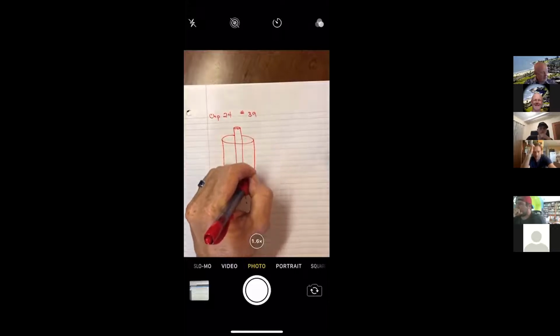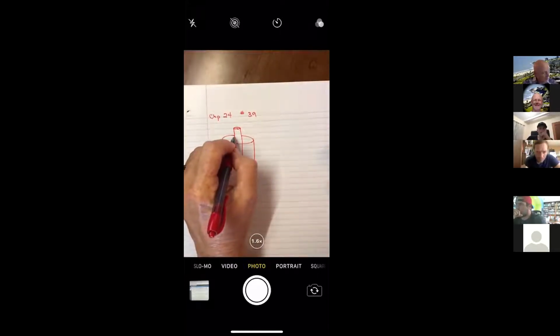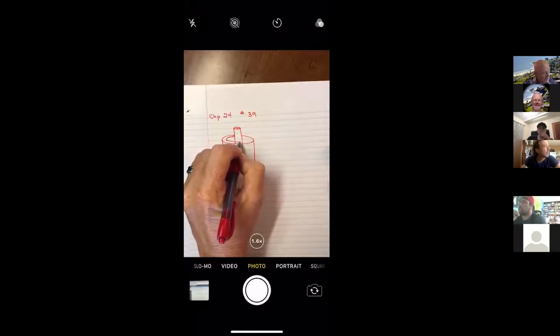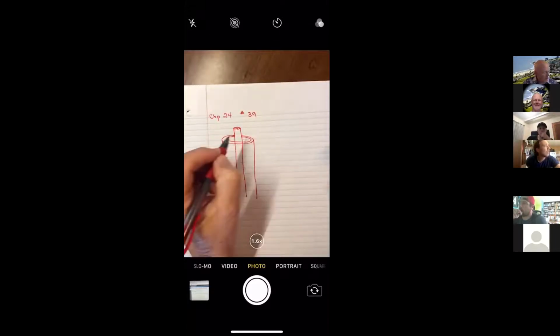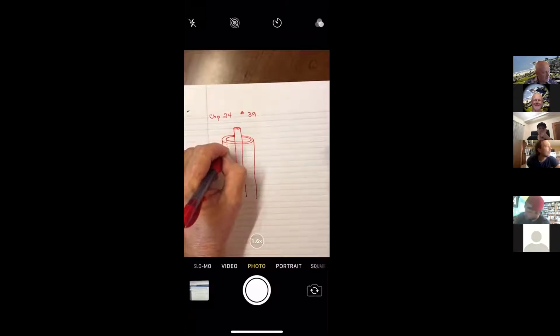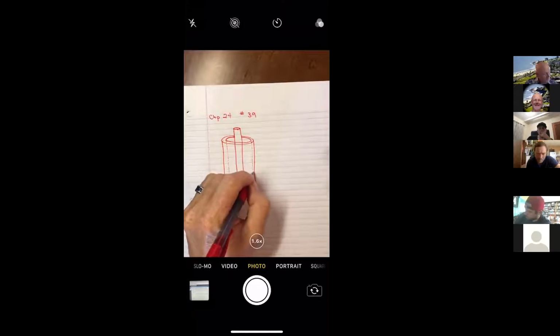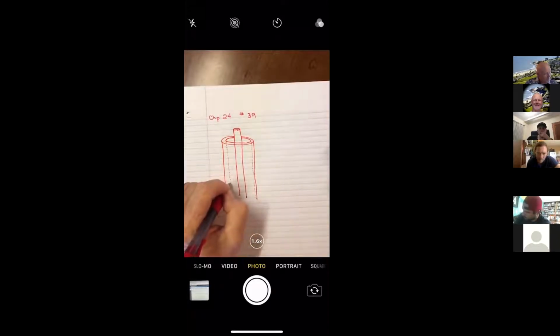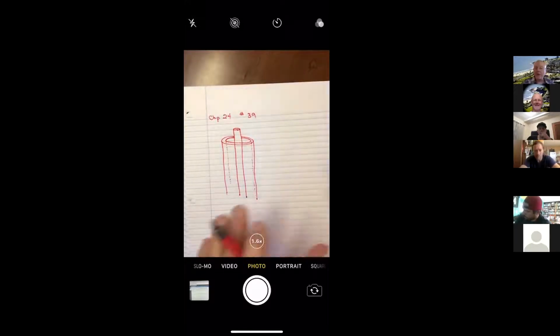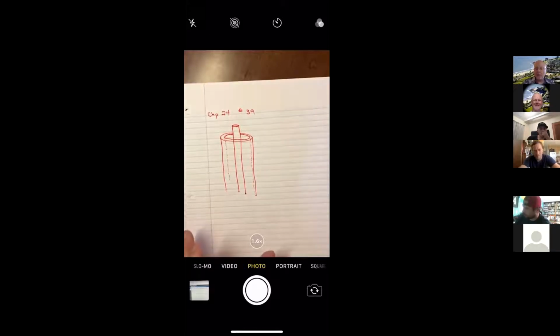So maybe I'll just draw this. Maybe I should give a little bit of thickness to it. There we go. Hope that came out well. I'm trying to make something look three dimensional. It's not always so simple to do. Okay, so there's my picture, both in my head and on my piece of paper here.